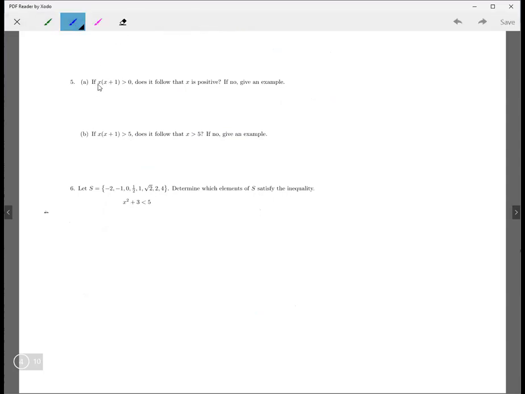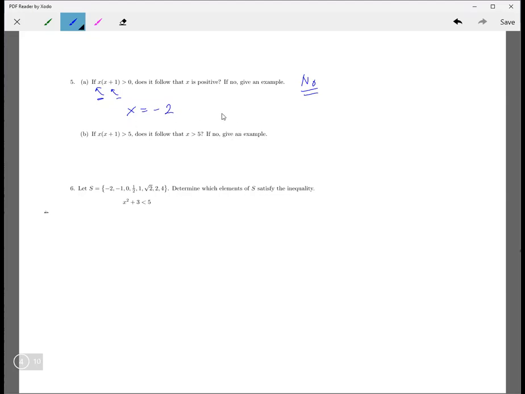Okay, so number 5, if x times x plus 1 is greater than 0, does it follow that x is positive? And the answer to this is no. If x is positive, then this will be greater than 0, right? But there could be negative numbers that give you this too. And the key is to find something where that's negative and that's negative. And so maybe -2 will do it. That will be an example that does it, okay?